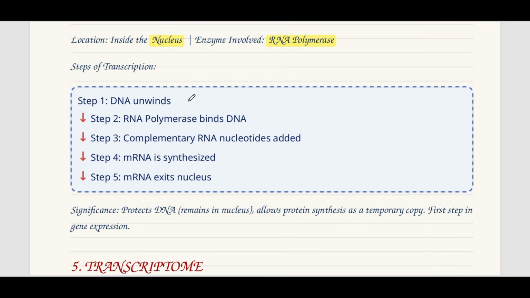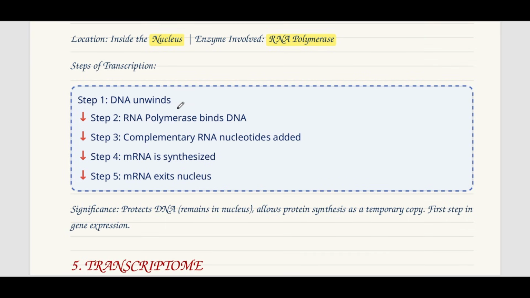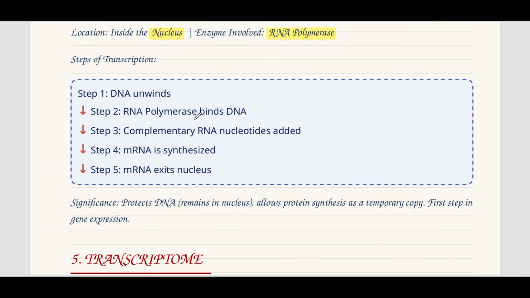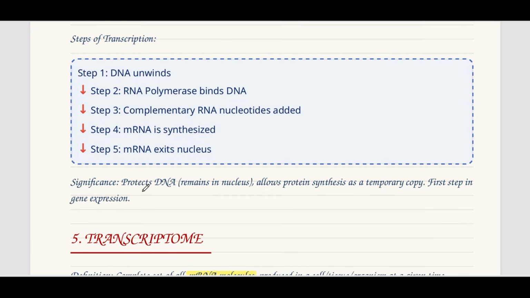Steps of the transcription. Step 1, DNA unwinds. Step 2, RNA polymerase binds DNA. Step 3, complementary RNA nucleotides are added and messenger RNA is synthesized. Then messenger RNA exits the nucleus. Significance: it protects DNA, which remains in the nucleus, and allows protein synthesis as a temporary copy. It is the first step in gene expression.